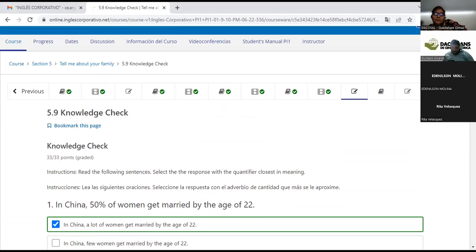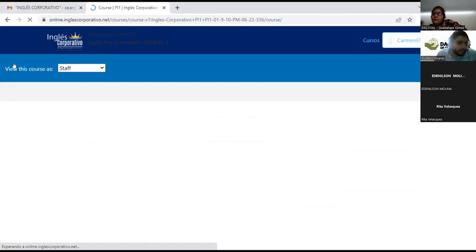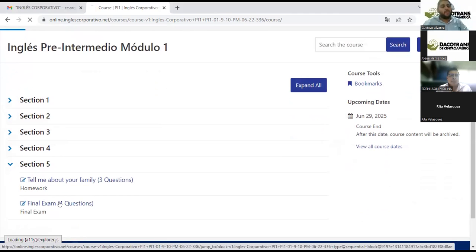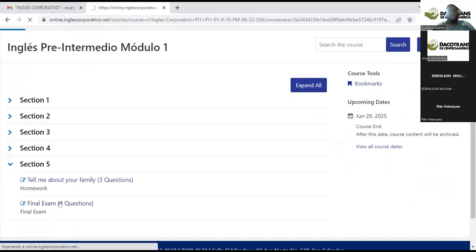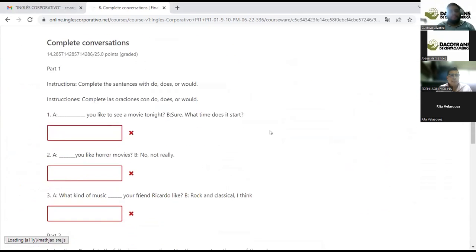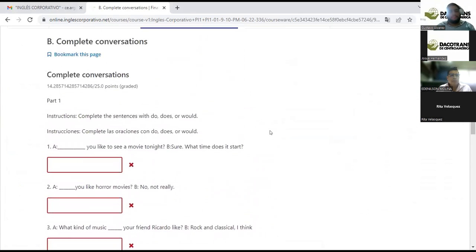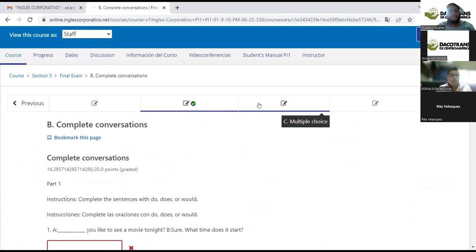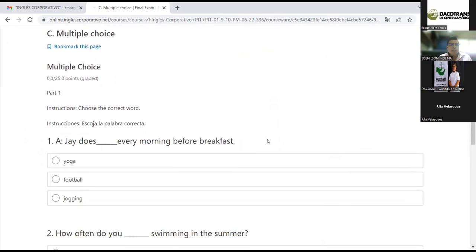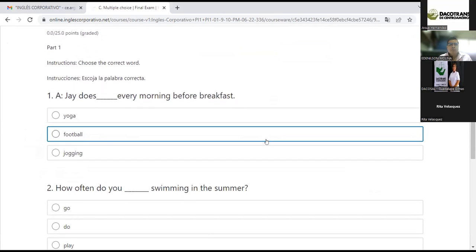Now we have few minutes. Tenemos pocos minutos. We have few minutes. So we can go and check the last evaluation, section number 5, the final exam. Look, in the case that you haven't completed these exercises, this is the time for you to complete. Ayer vimos esta, ¿verdad? Vámonos a la letra C. Multiple choice sentences. Escojan la palabra correcta.